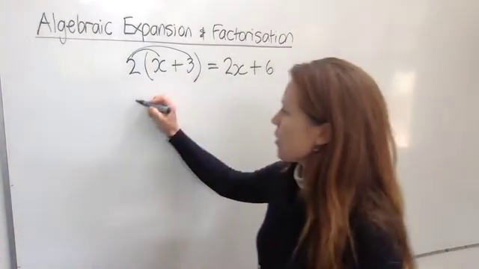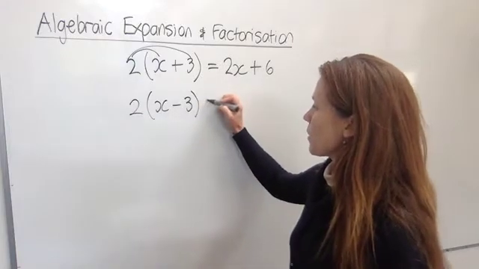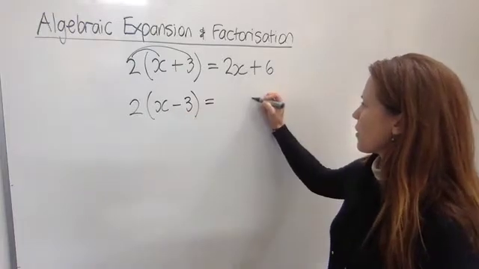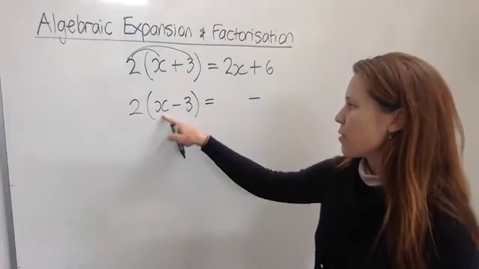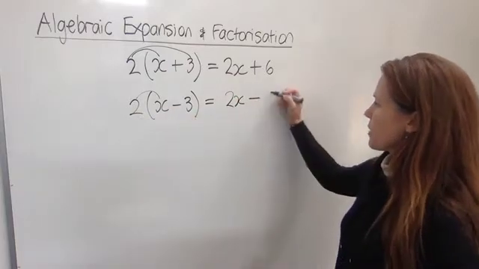Now the trick that can come in is when you're dealing with negative numbers. Let's say we have this one. Lots of people automatically see that minus sign there and think that there'll be a minus, and in this case there is. We have 2 x's is 2x, and two lots of minus 3 is minus 6.